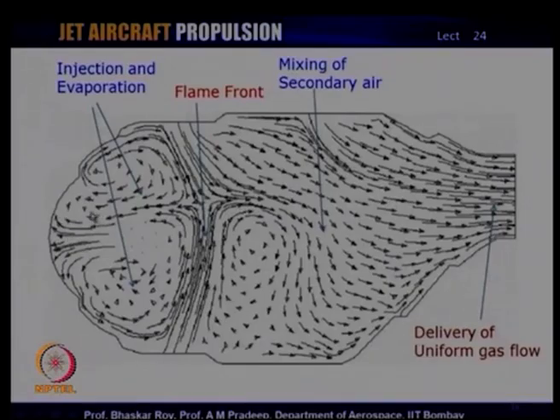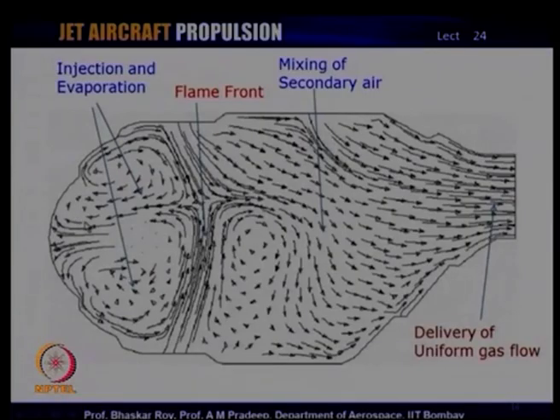And in this zone, artificial recirculation is created. Now, creation of this artificial recirculation is extremely important, and this is created by elements that are known as flame holders. These flame holders are of various shapes and sizes.